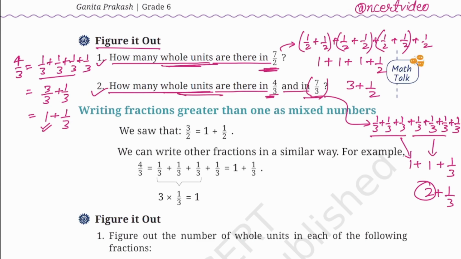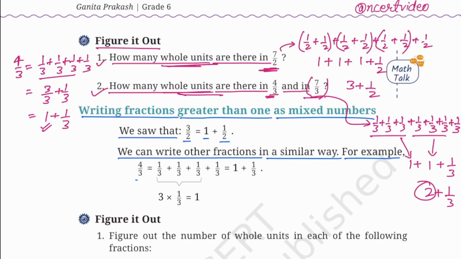Writing fractions greater than 1 as mixed fractions. We saw that 3 upon 2 is equal to 1 plus half. We can write other fractions in a similar way. For example, 4 upon 3 can be written as 1 upon 3 plus 1 upon 3 plus 1 upon 3 plus 1 upon 3 equal to 1 plus 1 upon 3. 3 times 1 upon 3 is equal to 1.